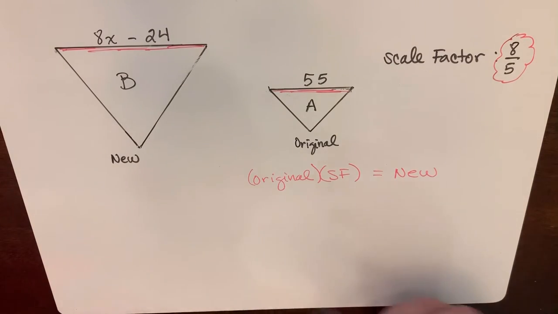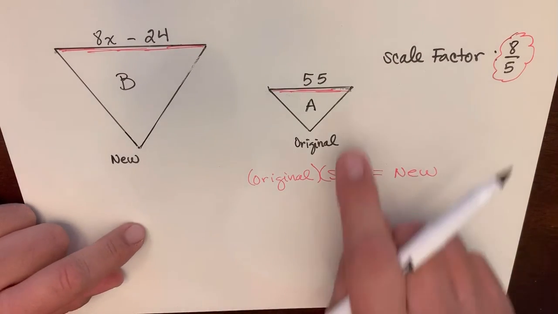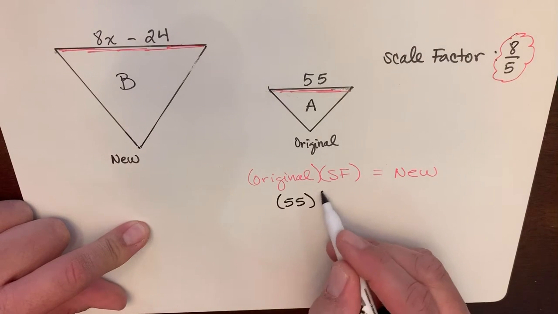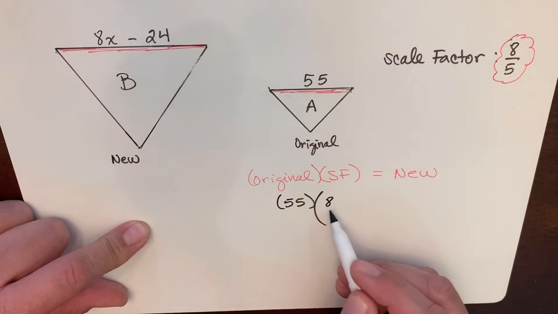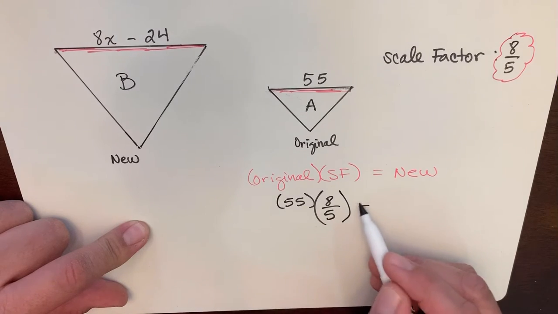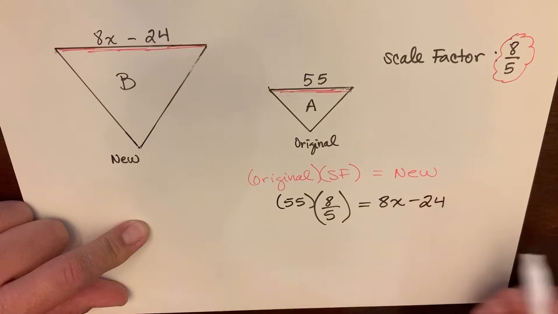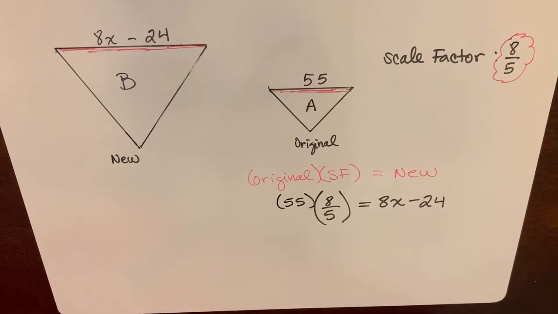So what my equation should look like is, this is the original, so 55, times the scale factor, which is 8/5, equals the new side, which is 8x minus 24. Okay, at this point, we'll go back to just solving for x. So it's a simple equation. Even though we have this fraction right here, it's actually simpler than it looks.